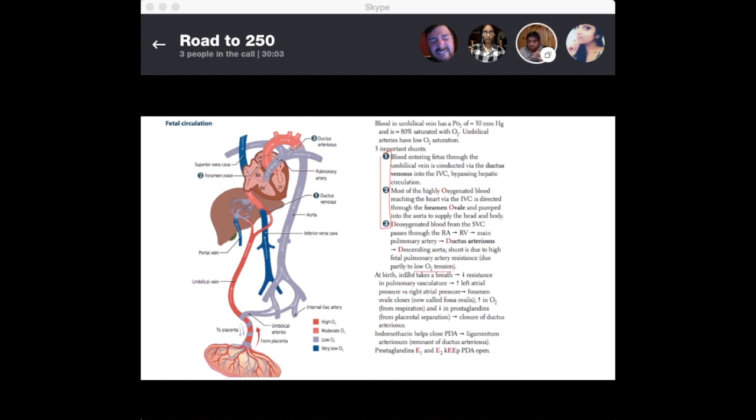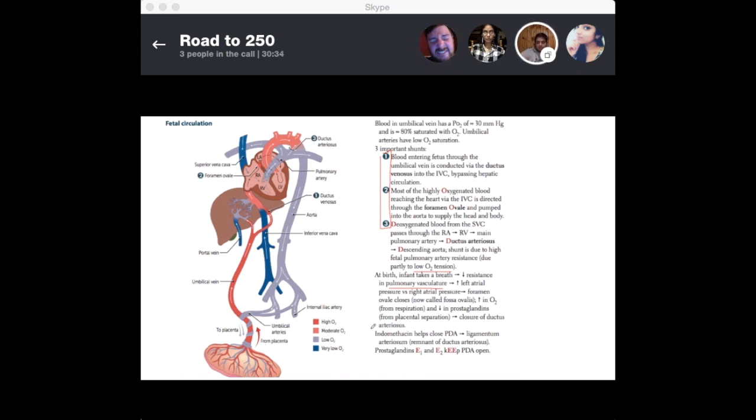So at birth, when the infant takes a breath, the resistance drops in the pulmonary vasculature, and it increases the left atrial pressure. So the foramen ovale valve will close, basically this valve right here will close, and then that's where the regular circulation occurs. Does that make sense? So just keep that in mind.